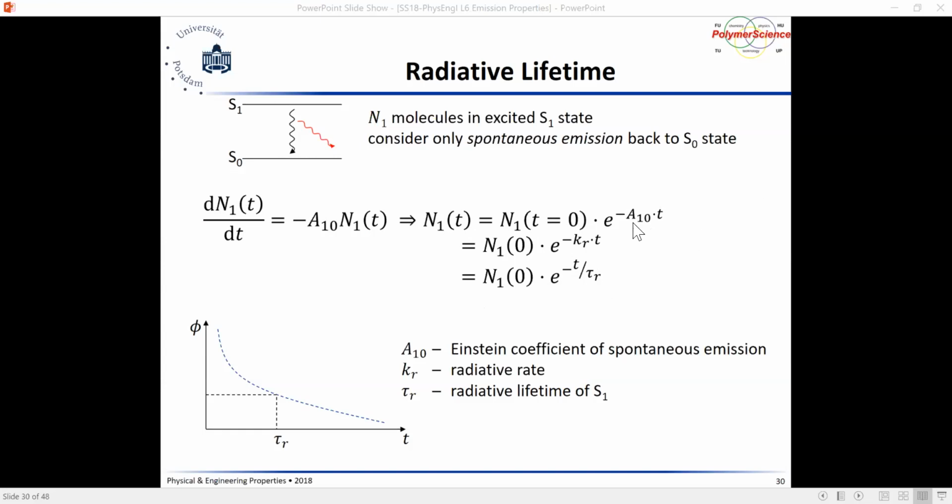In the last slide, we said that A10 equals Kr, so the rate of the radiative transition. And this itself also equals 1 over the lifetime of the radiative transition. So we can either write this equation in terms of rate or in terms of lifetimes and time. So now you can see with what sort of time scale, half-life, the number of molecules in the excited state will change to the ground state, for instance.